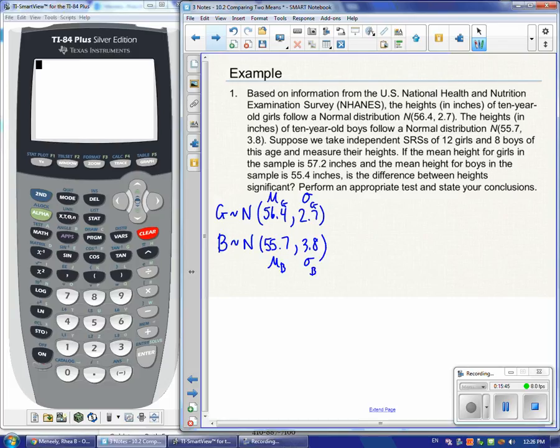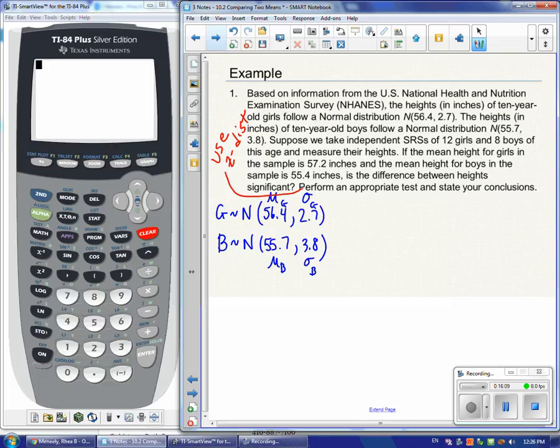The fact that we are given the population standard deviations is a quick clue to me that I'm ultimately going to be using a Z distribution. Right away I know, because I'm given the population standard deviations, that I can use a Z distribution.